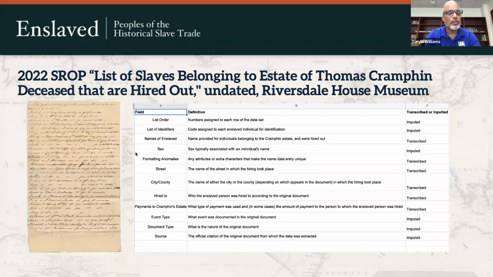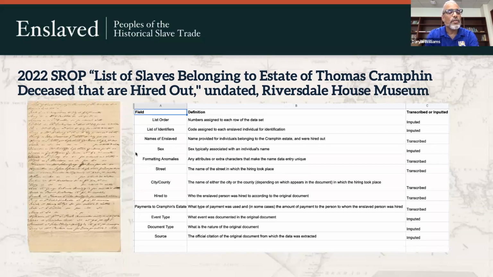This document, as we know, was probably written somewhere between 1831 and 1838. It's associated with a major slaveholder in the state of Maryland, Thomas Crampton, who died. And as his estate was being divvied up among heirs who were fighting each other, some of the enslaved individuals in his estate were rented out to other slaveholders in Maryland and the District of Columbia.